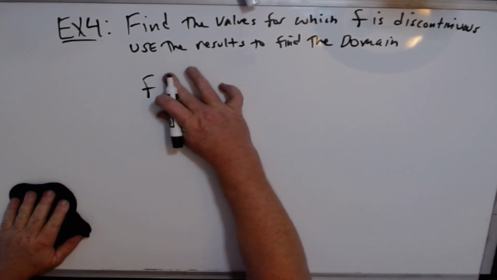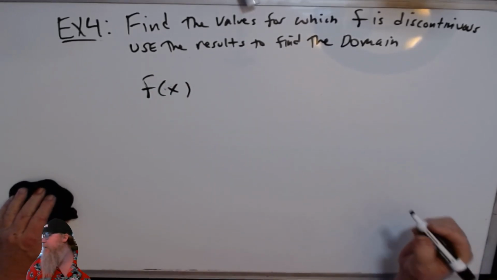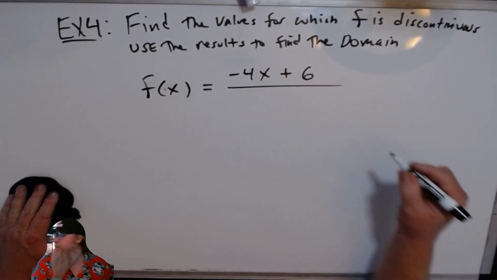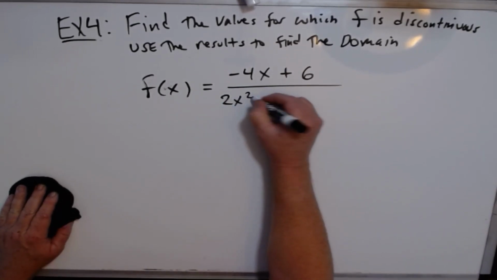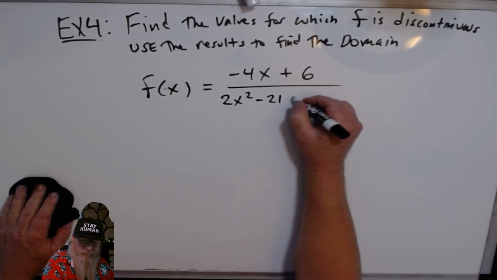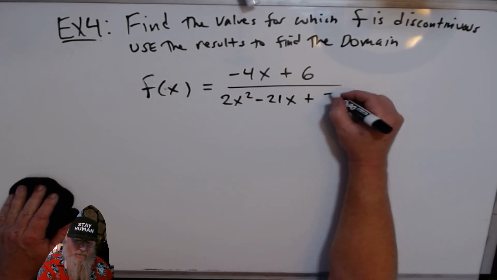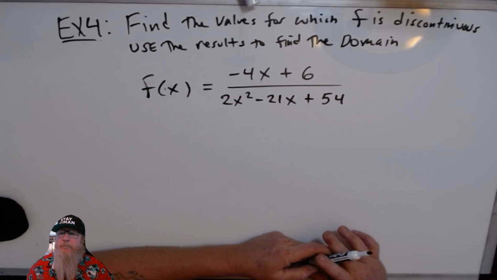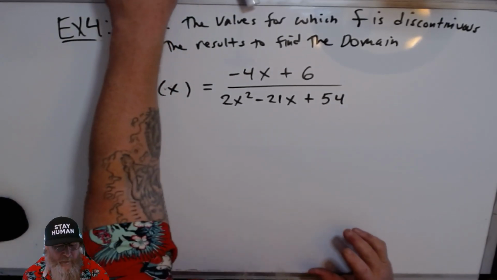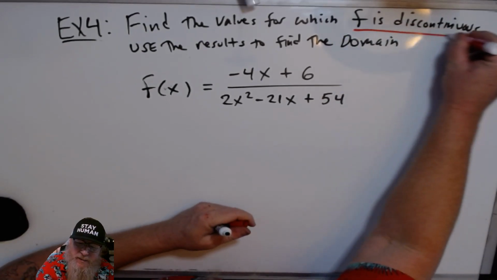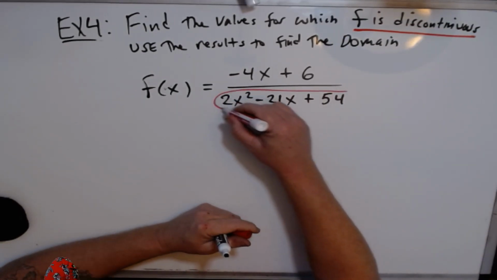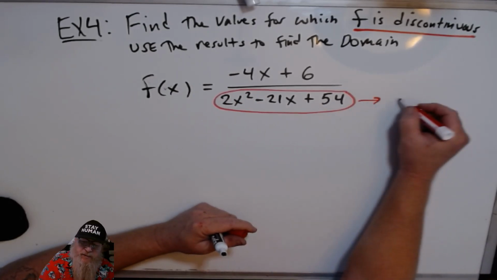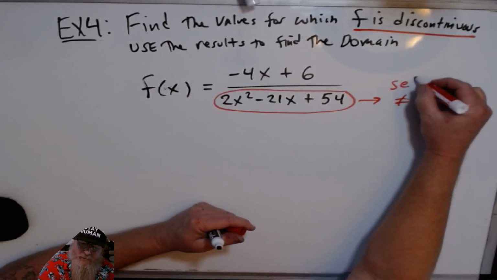So we've got f of x. All right. So, where is the function discontinuous? Discontinuous, we take this and we set it not equal to 0.